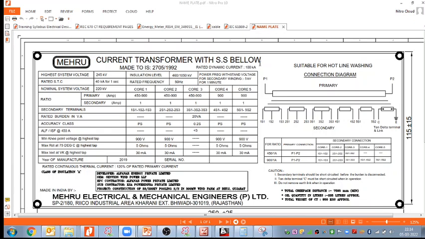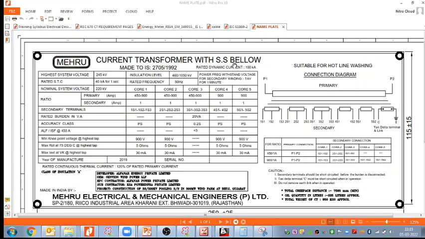And not airtight, Shivam, but actually the bellow is at the top. Yes, because what happens in the CT, we fill the oil. Oil-filled CT. The oil is insulating oil. So what will happen during overload? Yes, correct. At the time of overcurrent or heat, the oil will expand its volume.